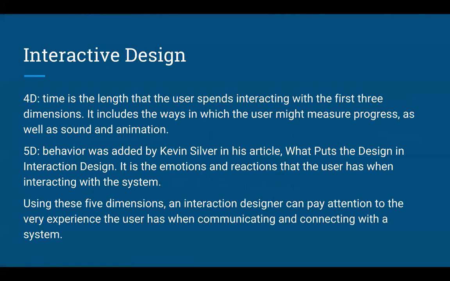And then that 5th dimension, behavior, was added by Kevin Silver in his article, What Puts the Design in Interaction Design? It is the emotions and reactions that the user has when interacting with the system. So using these 5 dimensions, an interaction designer can pay attention to the very experience the user has when communicating and connecting with the system.